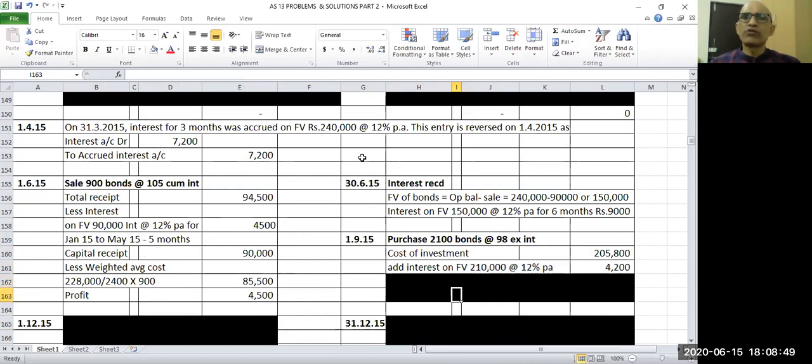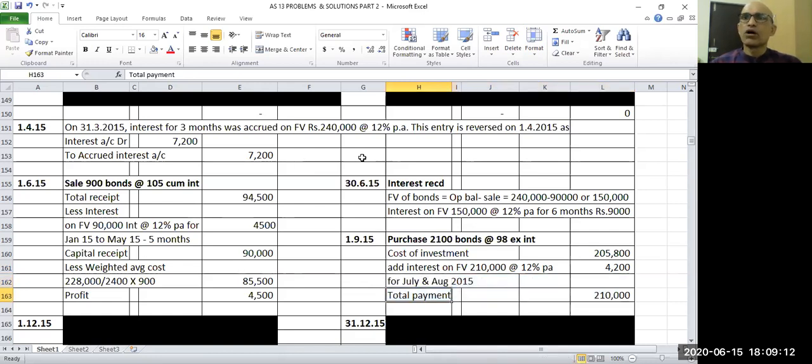The face value of 2,100 bonds is 2,10,000. 12% interest per annum for a period from last payment date till now. It's a period of 2 months. So on face value of 2,10,000, 2 months interest comes to 4,200. So that means we are going to make the total payment of 2,10,000.